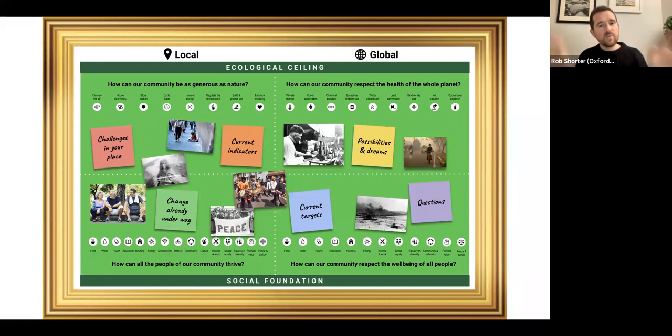You can understand with public policy in your place, what has your local council agreed? What are they measuring? What are their goals? Well, how well are you doing? You can begin to build up what we call a data portrait of a place.